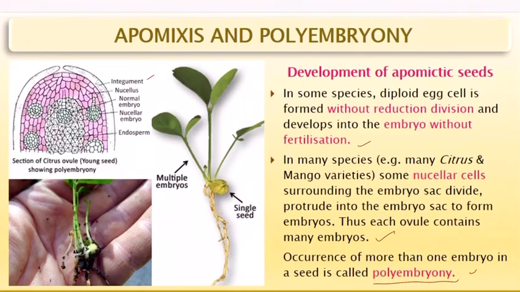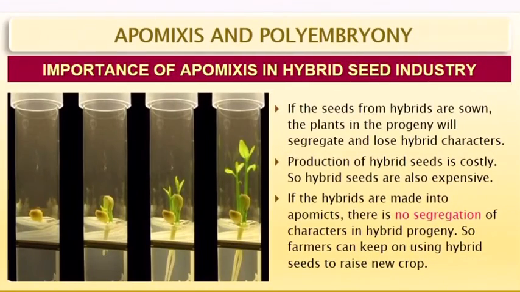So the occurrence of more than one embryo in a seed is called polyembryony. You can see here polyembryony. It is the integument, nucellus, nutritive tissue, the normal embryo, this one you are seeing, and then nucellar embryos, see 1, 2, 3, 4. So since more than one embryo is formed, this is called polyembryony.